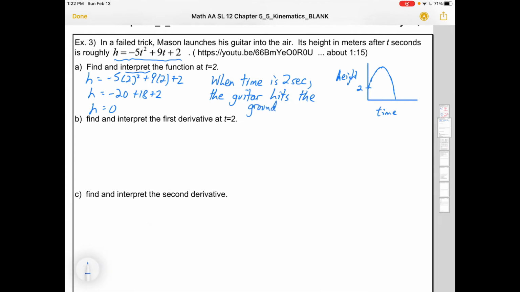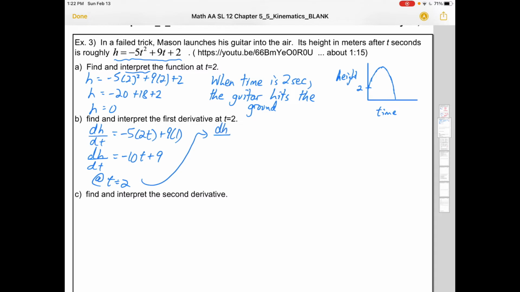All right, find and interpret the first derivative at t equals 2. I'm going to use the Leibniz notation for a derivative here. So that would be dh over dt, or dh by dt. And so we'll get negative 5 times 2t plus 9 times 1. Or I think a lot of people will just want to write right away negative 10t plus 9. Lovely. That's the derivative anywhere. Okay. At t equals 2, let's sub in 2 for t. dh by dt is going to be, or you can say h prime, but there are going to be reasons this is a little better, is going to be negative 11.